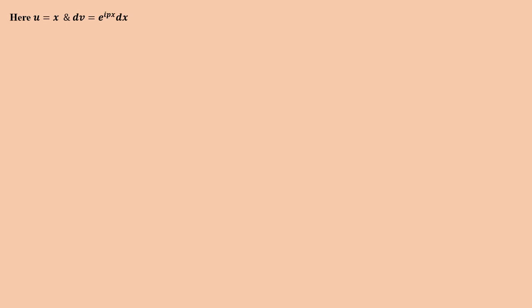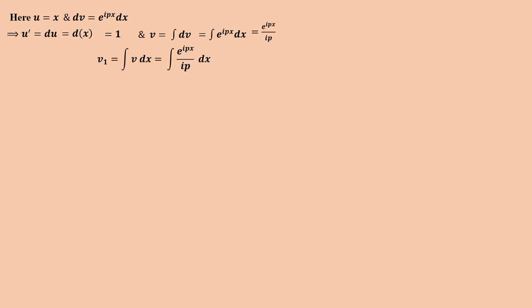So here u is equal to x, dv is equal to e power i p x dx. u dash, that is du by dx, is 1, and v, that is integral dv, that is integral e power i p x dx, is equal to e power i p x by ip. Next v1 is equal to integral v dx, that is 1 by ip integral e power i p x, which is nothing but 1 by ip e power i p x by ip, that is equal to 1 by i square, 1 by p square e power i p x. So minus 1 by p square e power i p x.